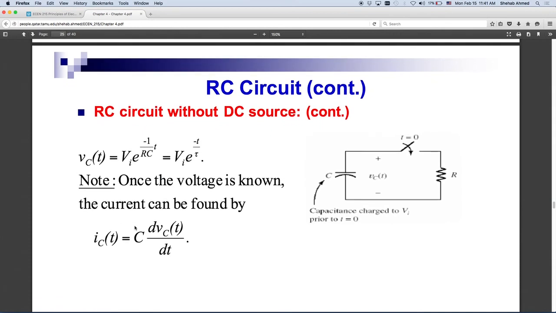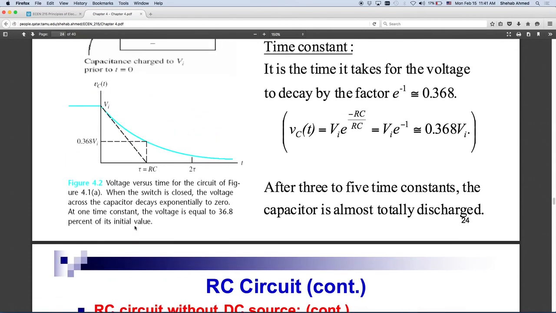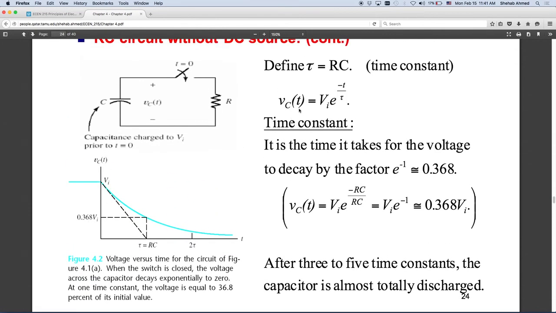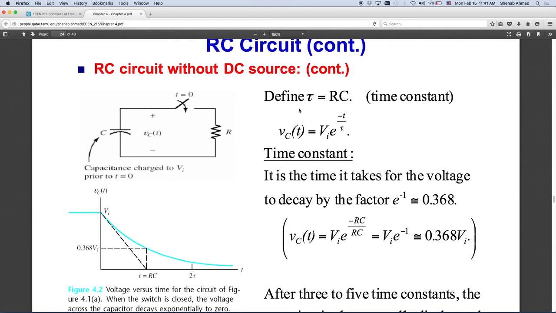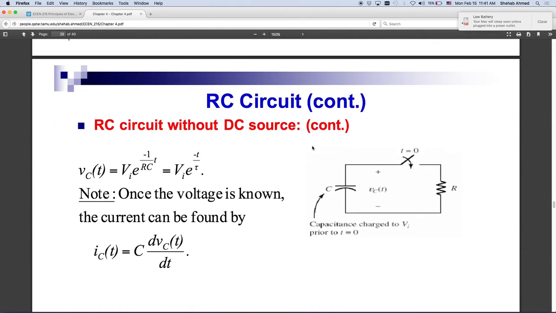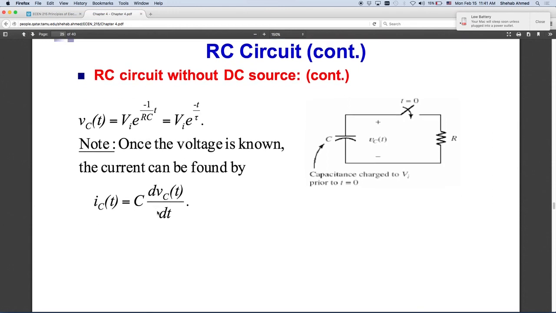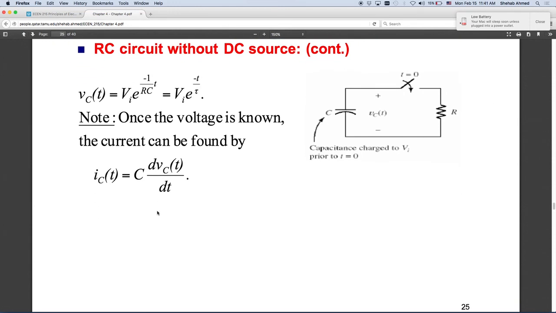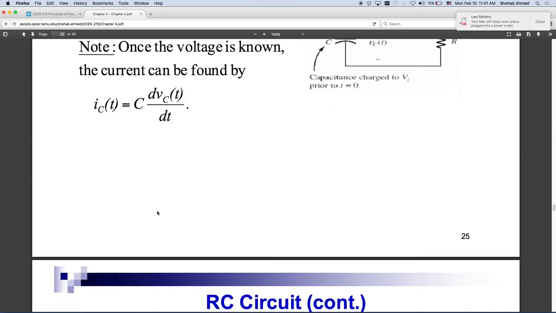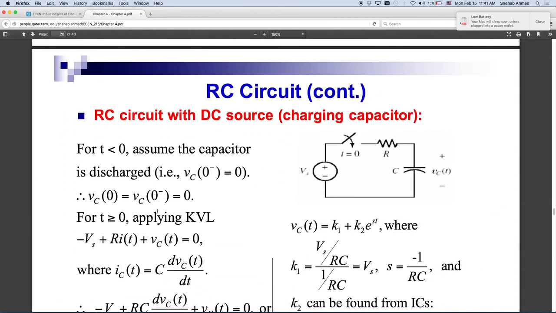Same thing with the current. Now that you have the voltage across the capacitor, what is the current through a capacitor? IC is equal to C dVc by dt. So if you have the voltage, you differentiate that and you get the current through a capacitor. That's all they're saying: if you know this, then you know that, so you can just differentiate. And I think they do it for you here.